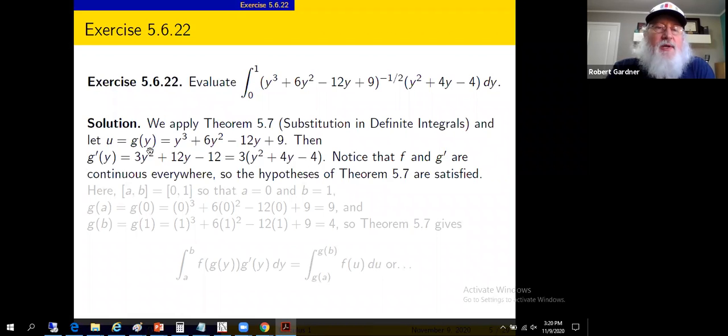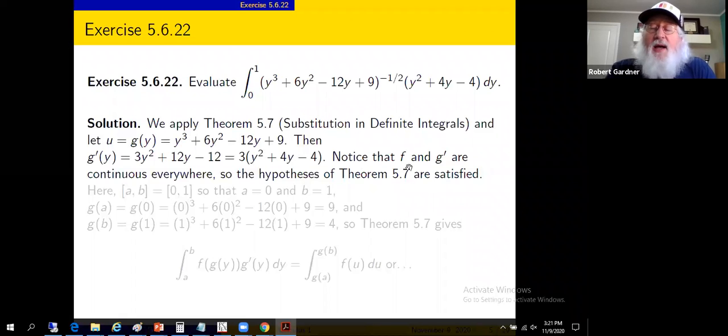Okay, so let's try to let u equal g of y, in the symbols introduced above, y cubed plus 6y squared minus 12y plus 9, this stuff here. Then the derivative, g prime, is 3y squared plus 12y minus 12. Is that this? No, it is not. But I can factor a 3 out of this. Then it gives us 3 times y squared plus 4y minus 4. Hey, there it is, y squared plus 4y minus 4. That's there. Aren't we lucky? Of course, it's set up to work by U substitution. So it's a literally textbook example.